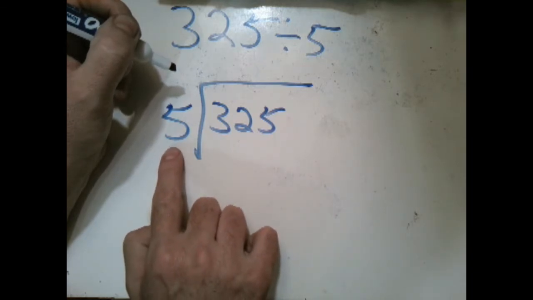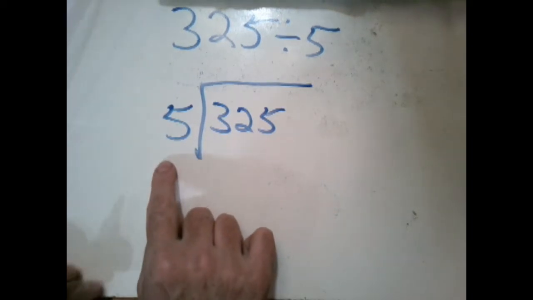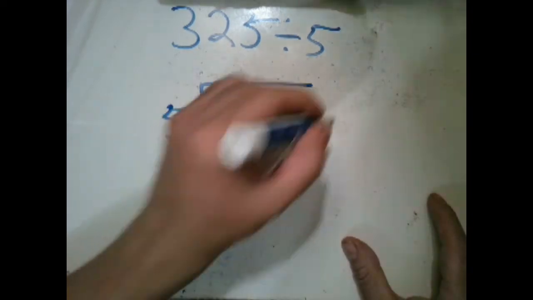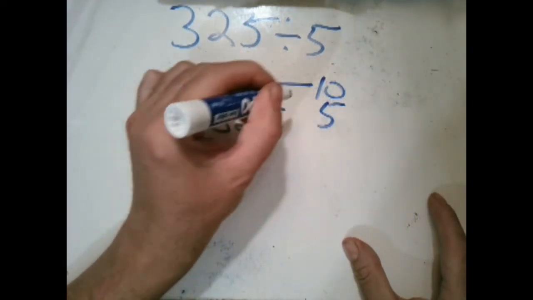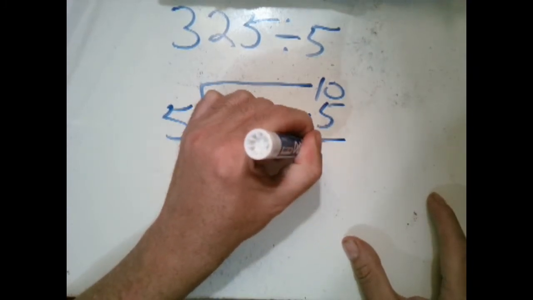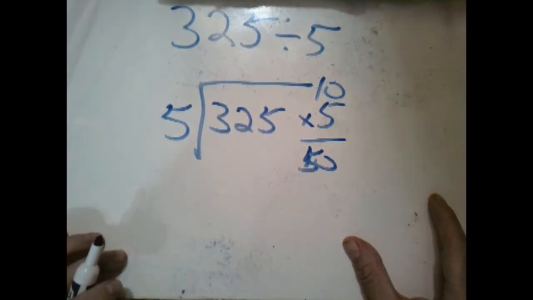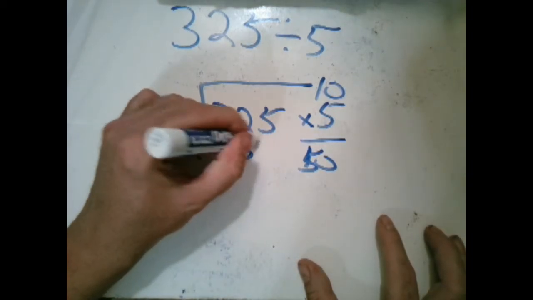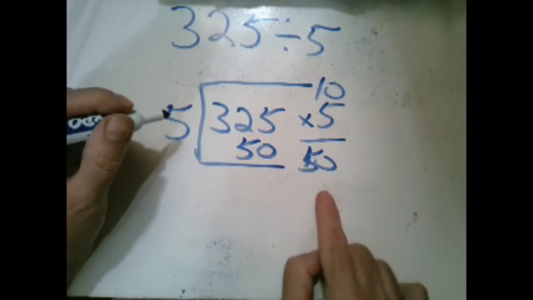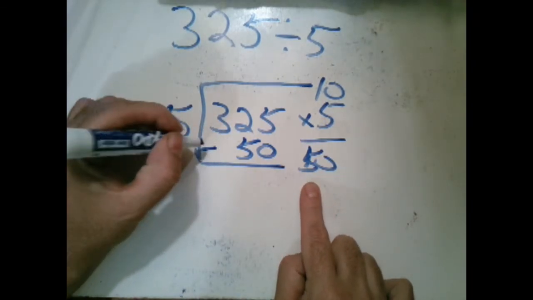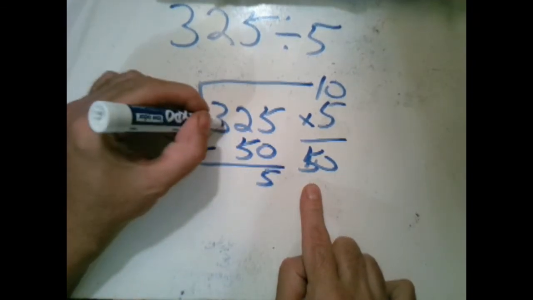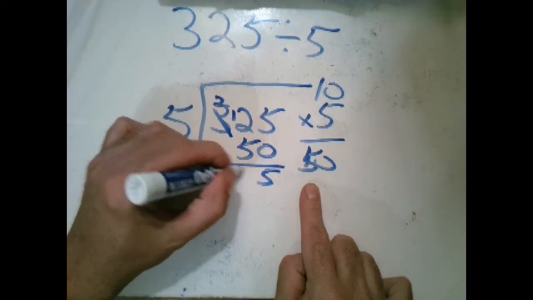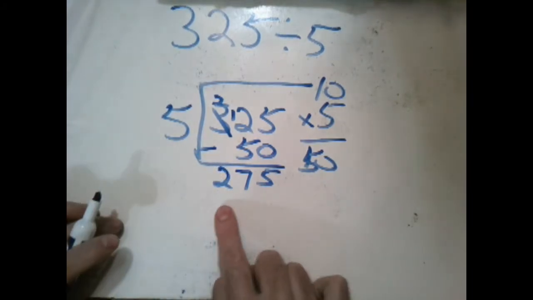So I want to use friendly numbers. What times 5 will give me 325? I use, let's say, 5 times 10. That's 50. So I take that 50 out of here, because I've already used it. I've taken part of it out. Subtract, borrow, regroup, 275.